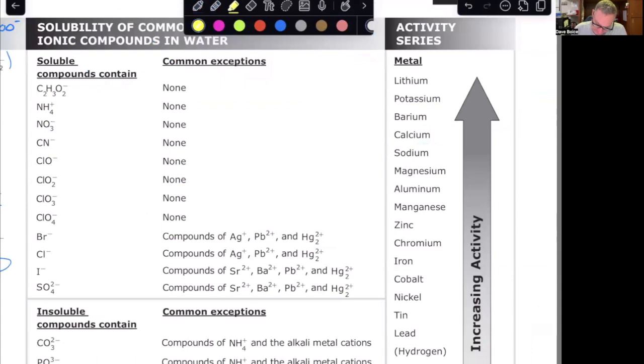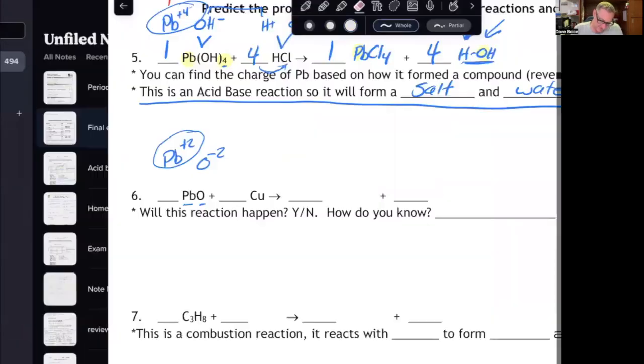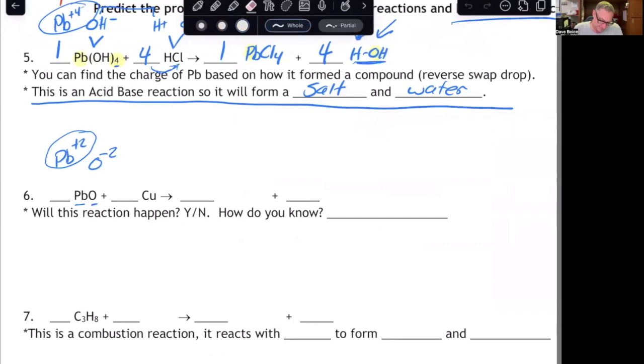Okay, and let's look for copper and lead. So here's lead and here's copper. Notice lead is higher on the activity series than copper is. Therefore, copper is not strong enough to break apart a lead compound. So this one here, will this reaction happen? No. And I know this because I looked at the activity series. So I really don't even need to do that.